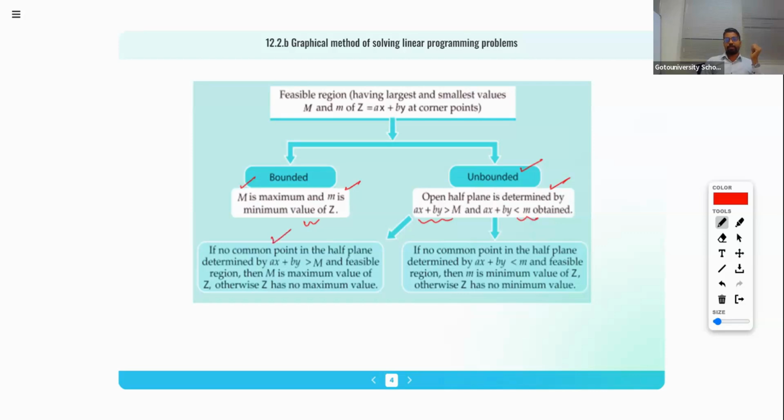If there is no common point in the half plane determined by ax plus by greater than M and the feasible region, then M is the maximum value of z. Otherwise, z has no maximum value. So let's understand all this with examples, instead of memorizing this formula. Okay, shall we go to the examples?